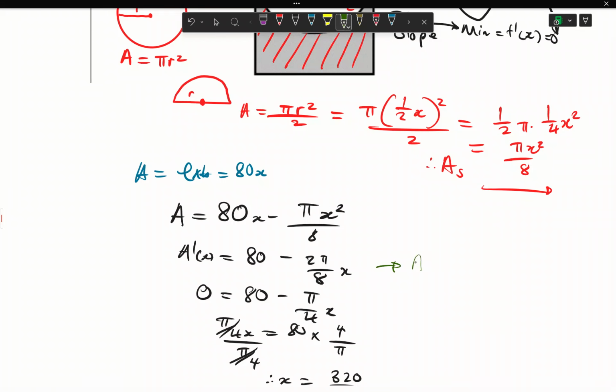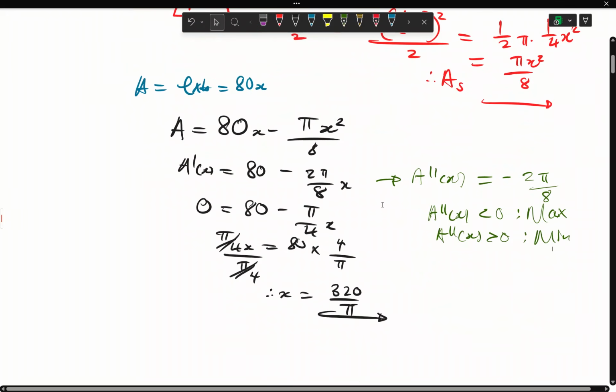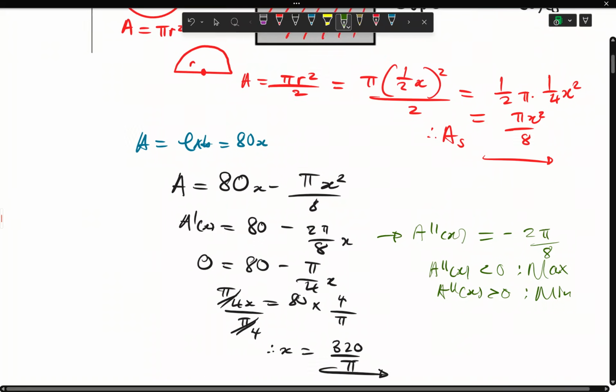When you take the second derivative here, you'll see that this is going to disappear, and you'll have negative 2 pi all over 8. I told you before that whenever the second derivative is less than 0, this gives you the maximum. And whenever the second derivative is greater than 0, this gives you a minimum.